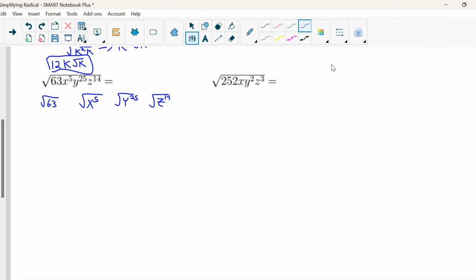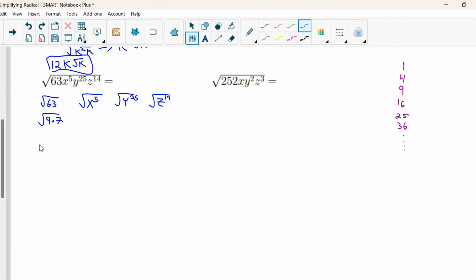Thinking about my perfect squares, I'm just going to list a few over here. Got 1, 4, 9, 16, 25, 36, so on and so forth. If I'm thinking about my first couple perfect squares here, I do know that 9 is divisible into 63, so let's start there. So I'm going to split 63 into being 9 times 7.